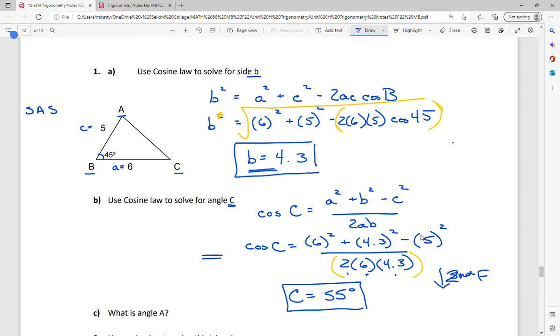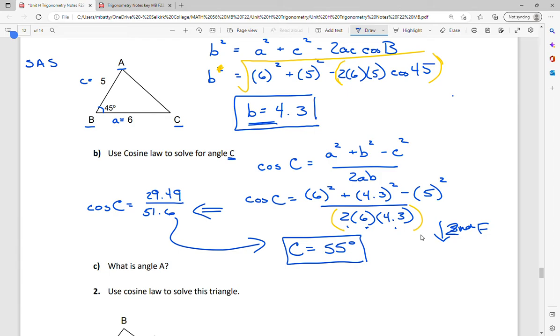I think as an intermediary in my answer key, I actually have what the top equals and then what the bottom equals. If you're not comfortable with the brackets, that is a valid way to get to the right answer. It just takes an extra step. So regardless, you should get down using that second function, the inverse cos function, to angle C. The last one is to answer what is angle A. So in that one, we could just take 180 minus the 45 that we knew and minus the 55 to get that angle A is 80 degrees.